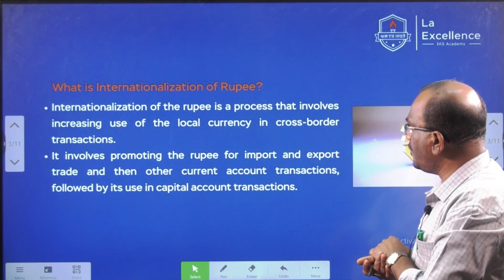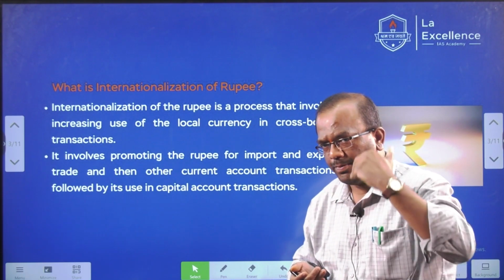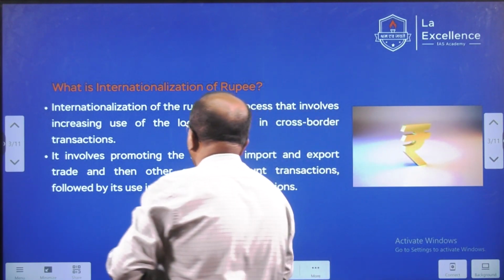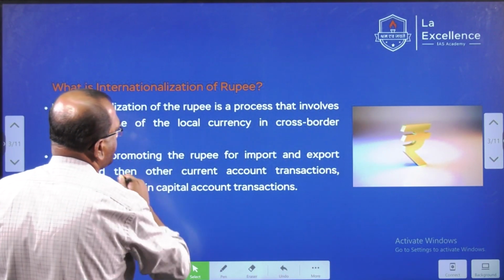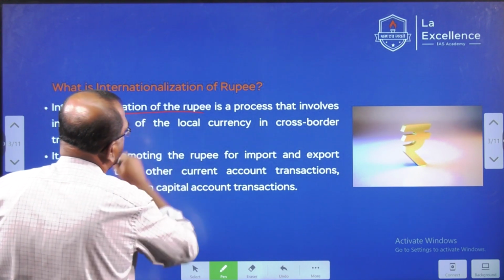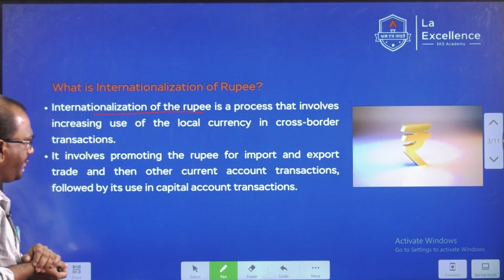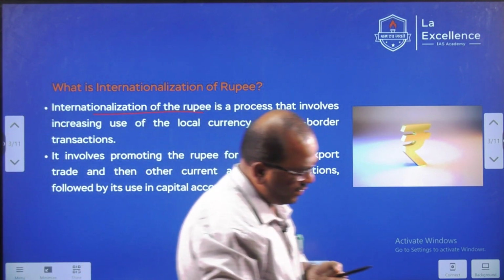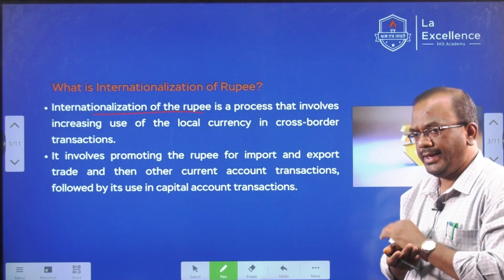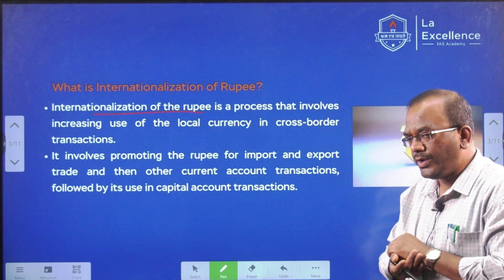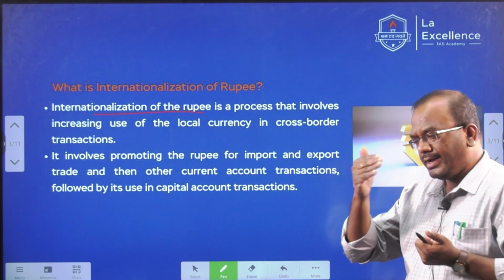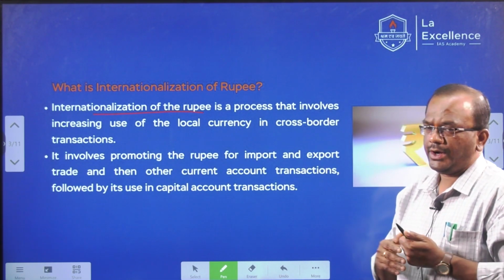Now, students, let us first define what we mean by globalization or internationalization of the rupee. Internationalization of the rupee is a process that involves increasing use of the local currency in cross-border transactions. When you talk about India's domestic currency, it is the rupee. Like I've told you, as of today, close to 80% of the global or cross-border transactions in terms of trade settlement take place in the form of dollars.